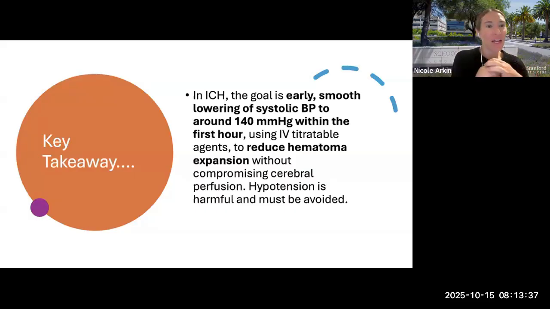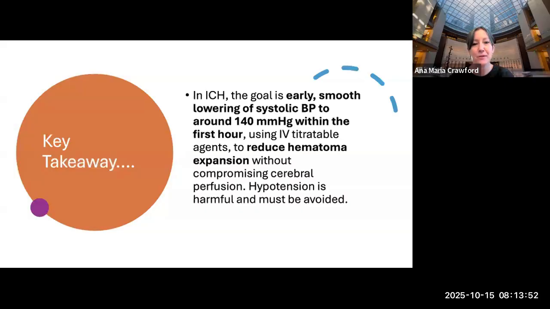Yes, these are the dihydropyridine calcium channel blockers that are not necessarily those negative inotropes that are going to mess with your cardiac contractility, but are really specific to arterial vasodilation. Right. Great. Thank you so much, Dr. Arkin.